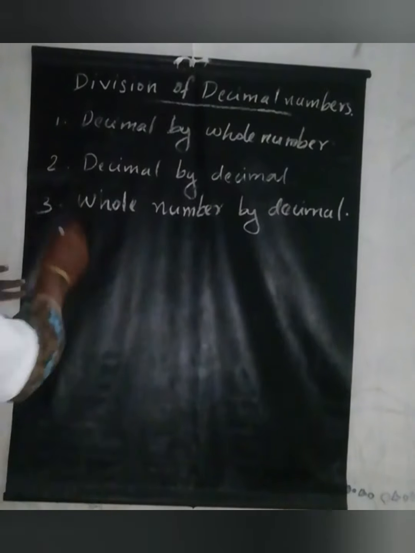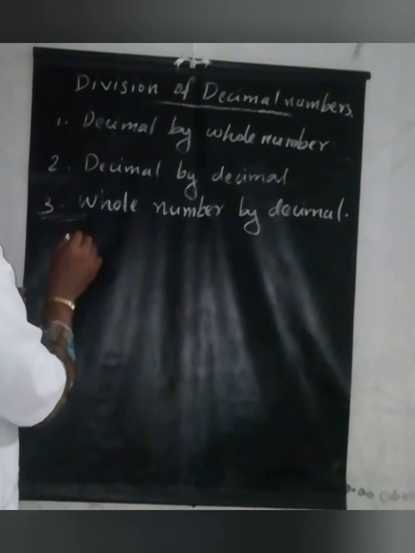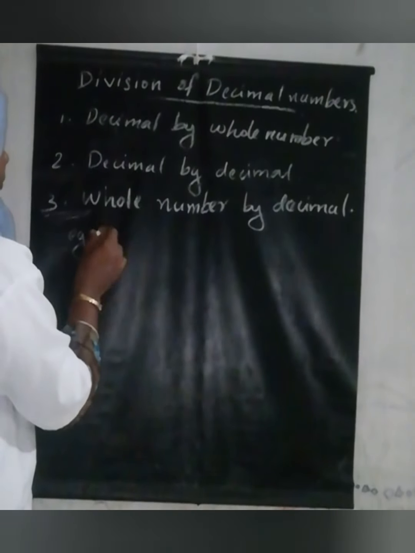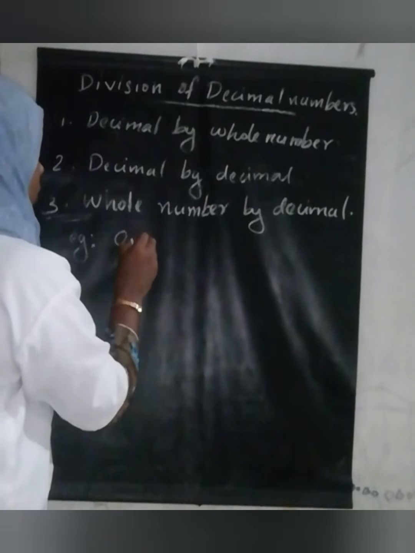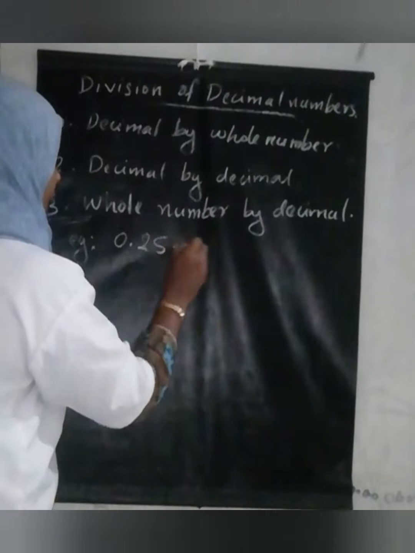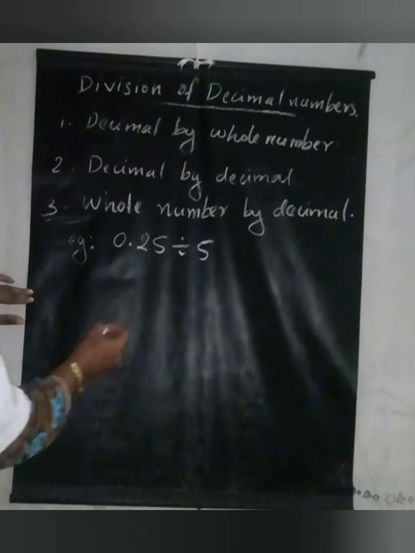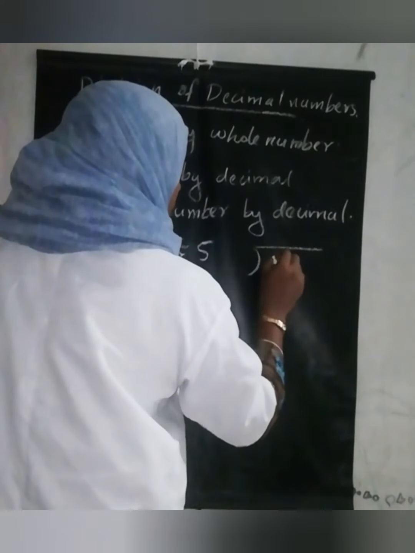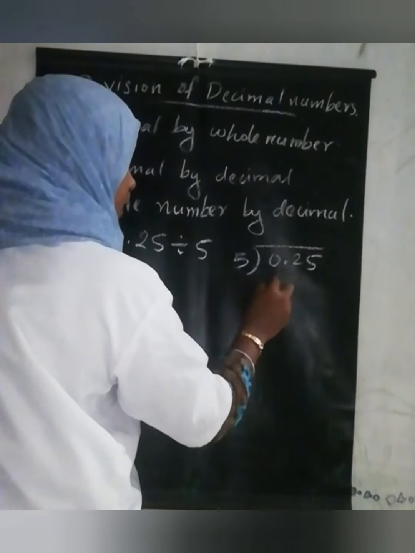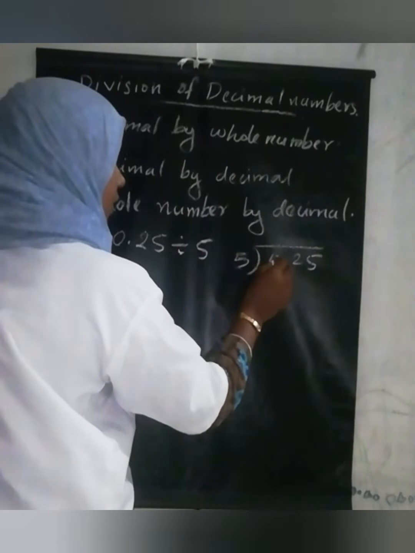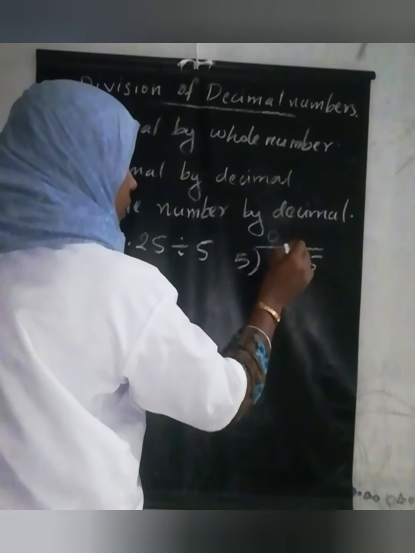Okay, in this first case we have to consider, for that we have to take an example. For example, 0.25 divided by 5. In this case, we have to divide 0.25 using 5. For that, we have to write in this way. Then how many 5s are there in 0? No. Then put the 0 there.